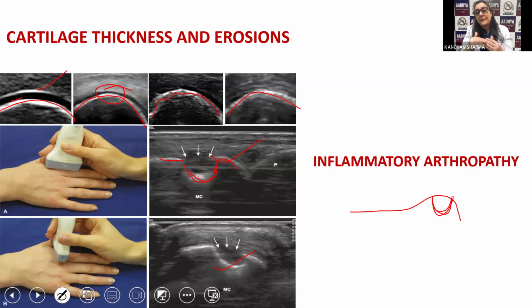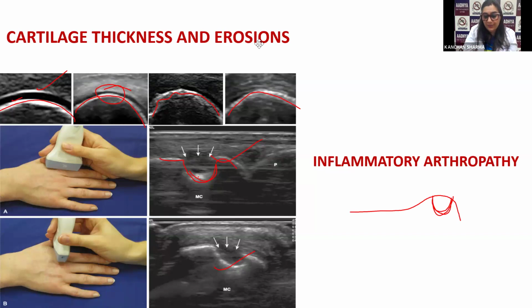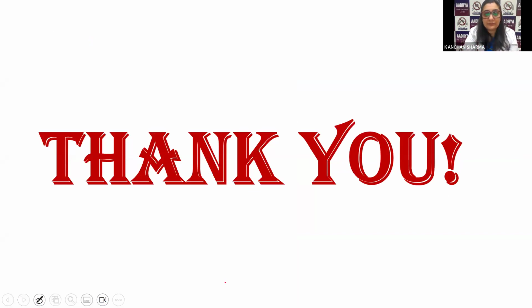So when you are scanning, I always say that just don't scan because you have to put a needle. You can even diagnose so many conditions and you can really help the individuals. And if you think you're not able to treat it, we can always refer the patients, right? So that was about the erosions, the cartilage thinning, the synovial hypertrophy, color Doppler activity.